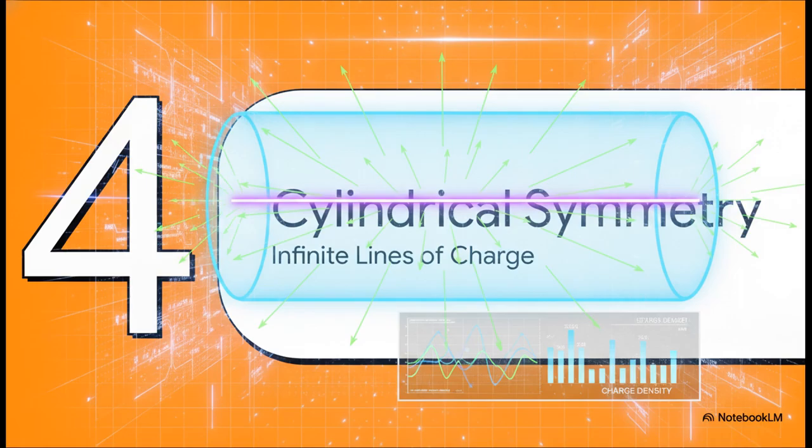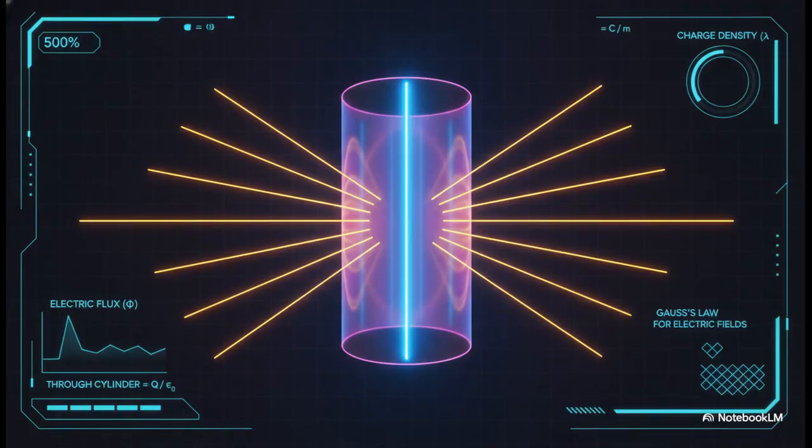Let's step it up to level 4, mastering cylindrical symmetry with infinite lines of charge. If you have a wildly long uniform line of charge, trying to use Coulomb's law to find the field is a total nightmare. But by simply wrapping an imaginary Gaussian cylinder right around that line, the electric field calculation suddenly becomes incredibly simple. The field lines pierce only the curved part of the cylinder. They just skim the flat end caps, so the flux there is exactly zero.